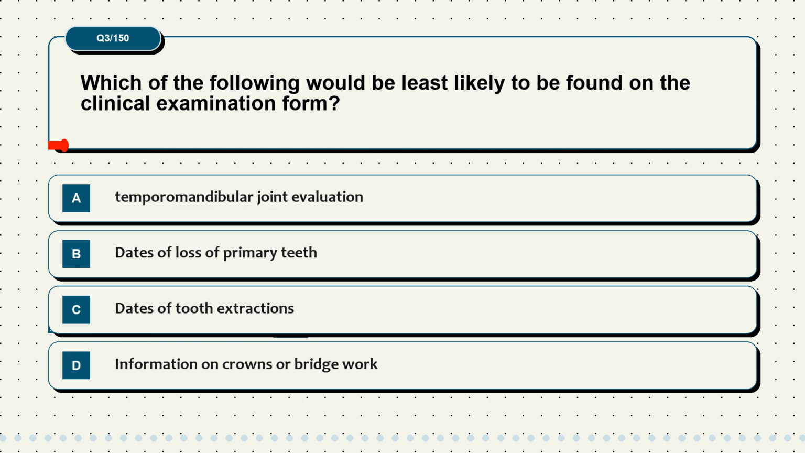Question 3. Which of the following would be least likely to be found on the clinical examination form? Here are the options. Option A. Temporomandibular joint evaluation. Option B. Dates of loss of primary teeth. Option C. Dates of tooth extractions. Option D. Information on crowns or bridge work.